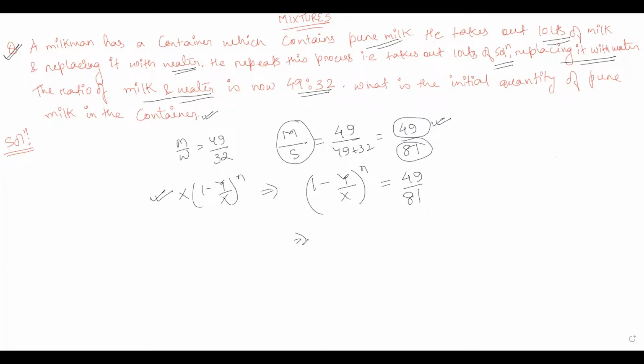So now let us try to simply use the values. So this would be 1 minus the value of y, that is the quantity that is being replaced, is 10. So this would be 10 over x, the total quantity of the milk in the container, which we have to find. And there were 2 such operations, so the value of n would be 2, and this would be 49/81. So now if you solve this out, the value of x would be 45 liters. So that means the quantity of pure liquid in the container initially was 45 liters.